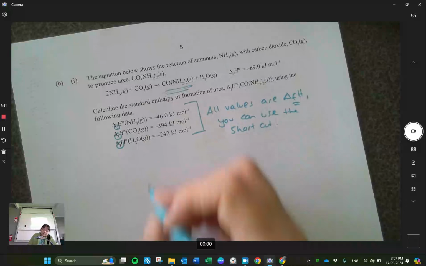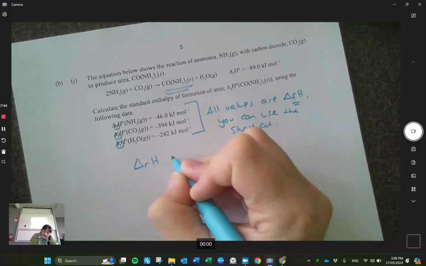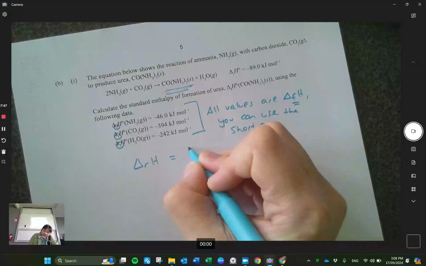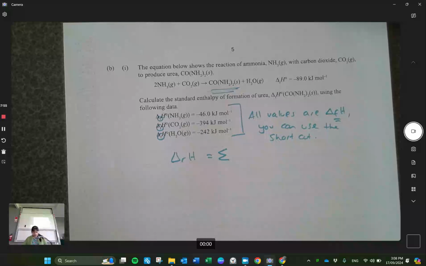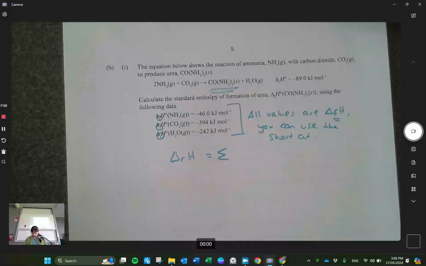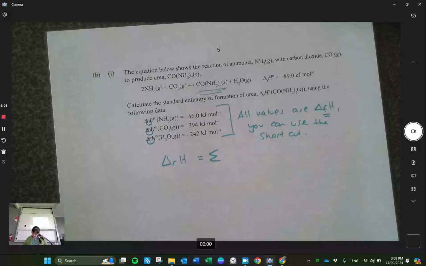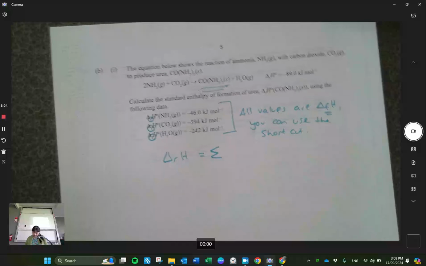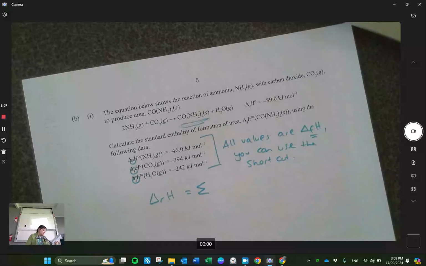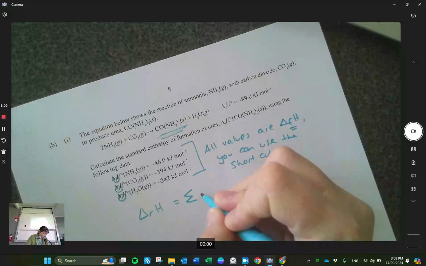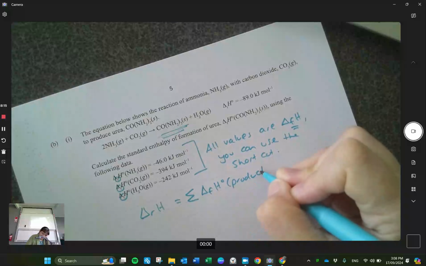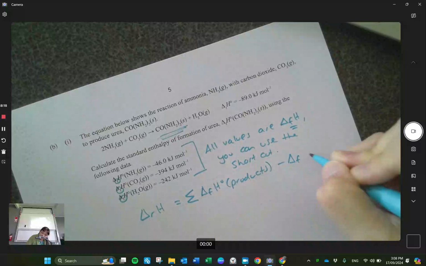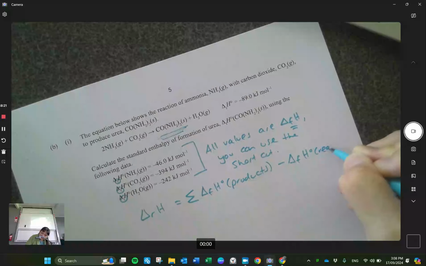So the shortcut works is delta RH is equal to the sum of, let me find the equation so I can actually write it nicely. On the next page. Here we go. The sum of the formations of the products minus the sum of the formation of the reactants.